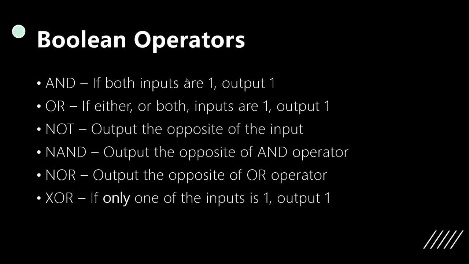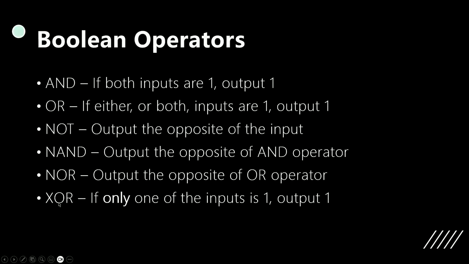So Boolean operators are AND, which is if both inputs are 1, output 1. There's OR, if either or both inputs are 1, output 1. NOT, output the opposite of the input. NAND, which outputs the opposite of what the AND operator would output. NOR, which outputs the opposite of the OR operator.